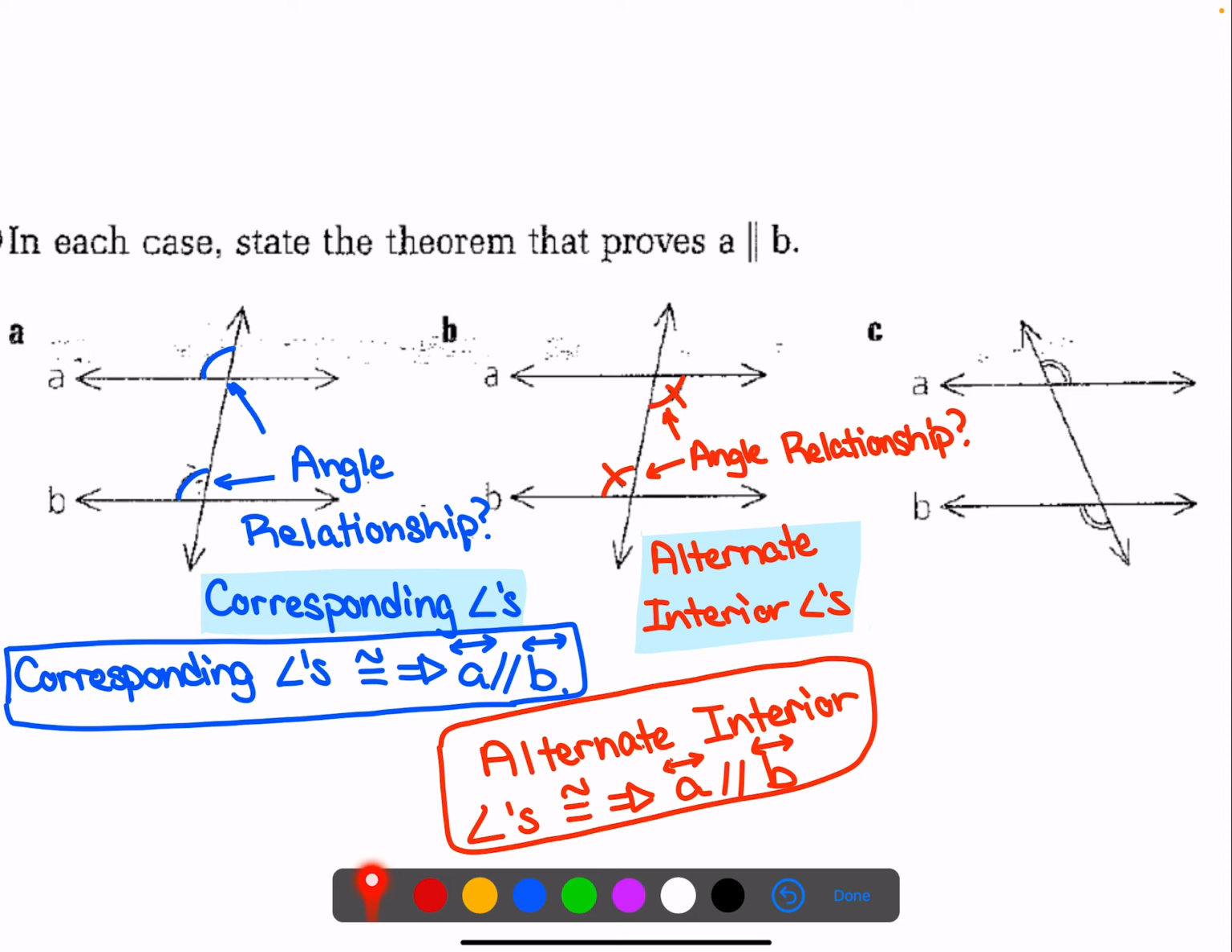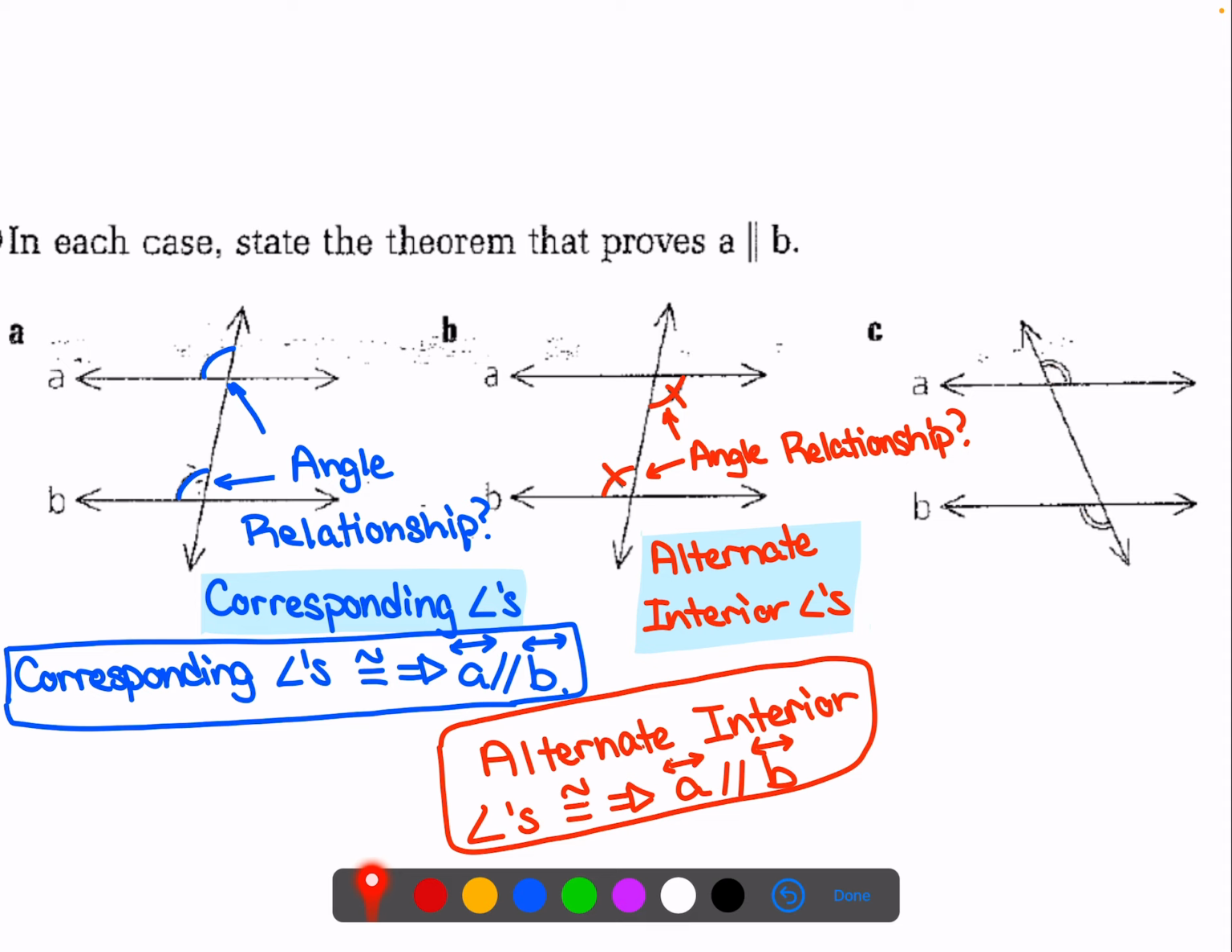So again, we're just trying to find the angle relationship and see if that relationship is true. Lastly, for letter C, we have these two angles here. What is their relationship? Well, they're on alternate sides of our transversal. They're outside of our parallel lines, so therefore they're alternate exterior angles.